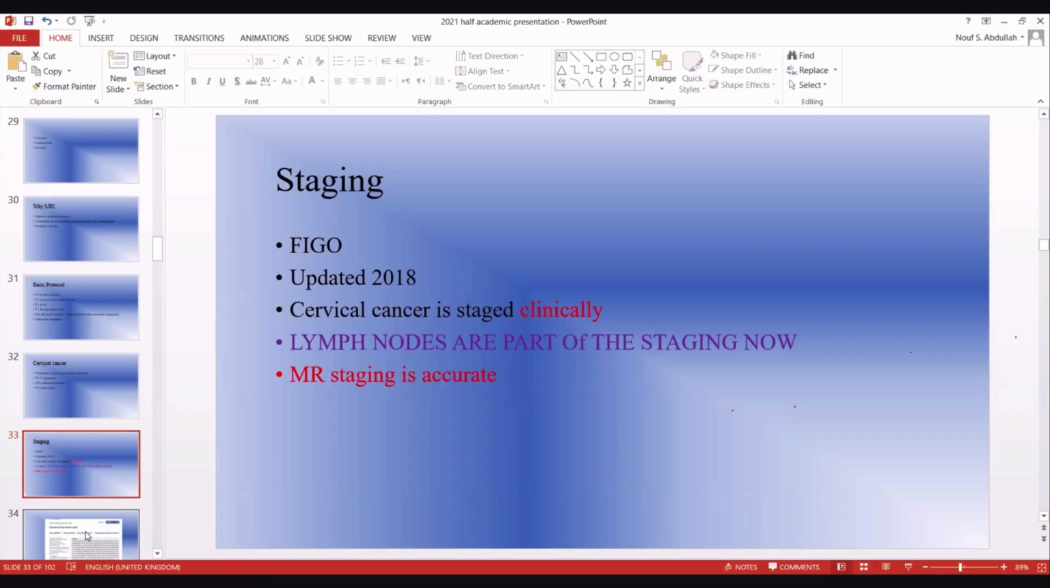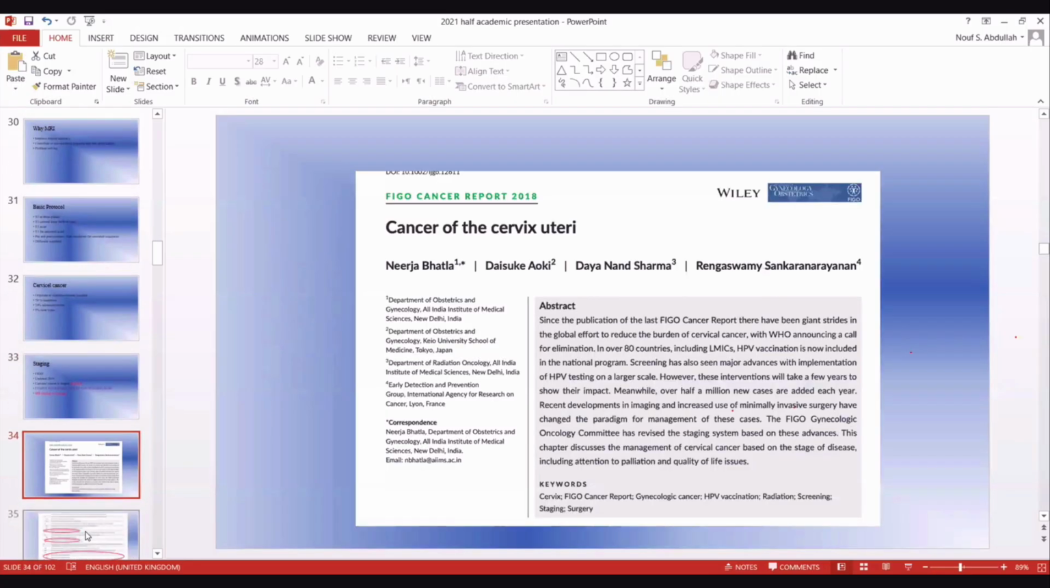In the previous FIGO staging, the one before 2018, lymph nodes were not part of the staging, but they were an important factor to know because they do change the management. In the recent staging done in 2018, lymph nodes are now incorporated into the staging. Just keep in mind, MRI staging of cervical cancer is extremely, extremely accurate.